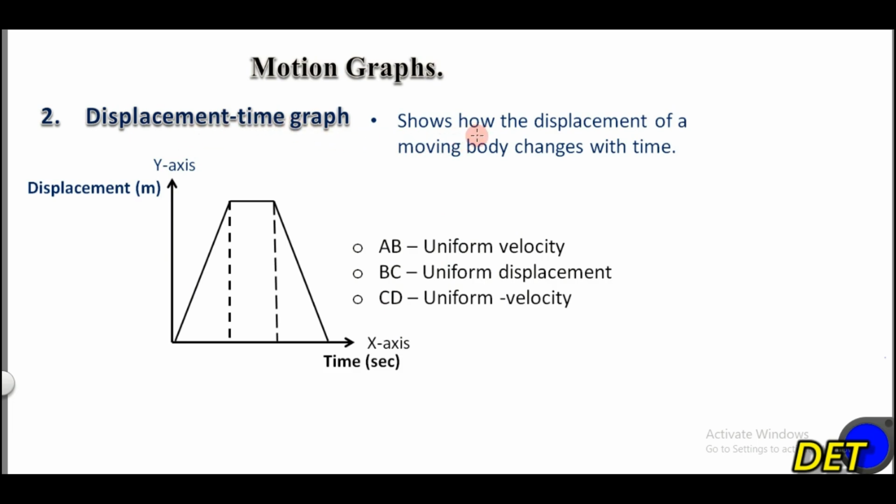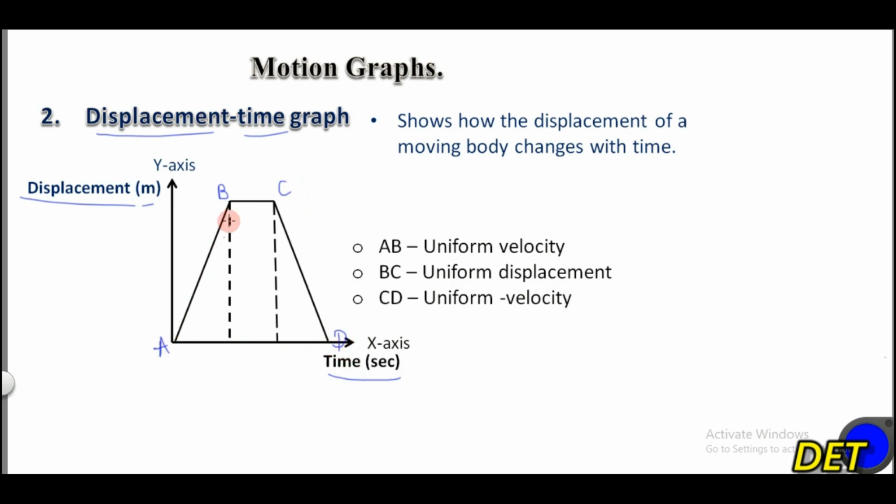Then we have the displacement time graph. It is a motion graph that shows how the displacement of a moving body changes with time, right? So the two things here are displacement and time. The vertical axis, which is our y-axis, represents our displacement in meters, while the horizontal axis represents our time in seconds, right? So if here is A, here is B, here is C, and here is D.